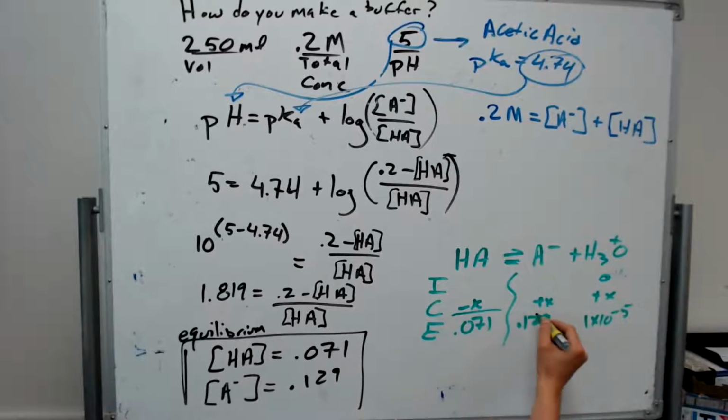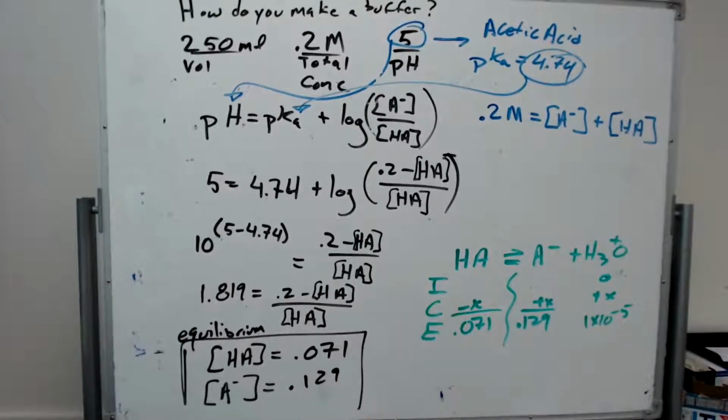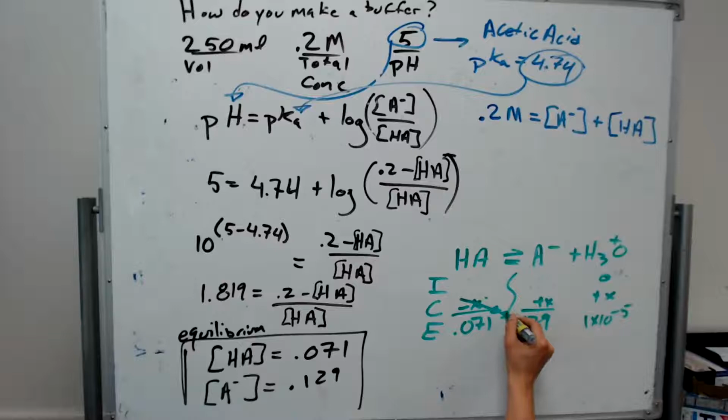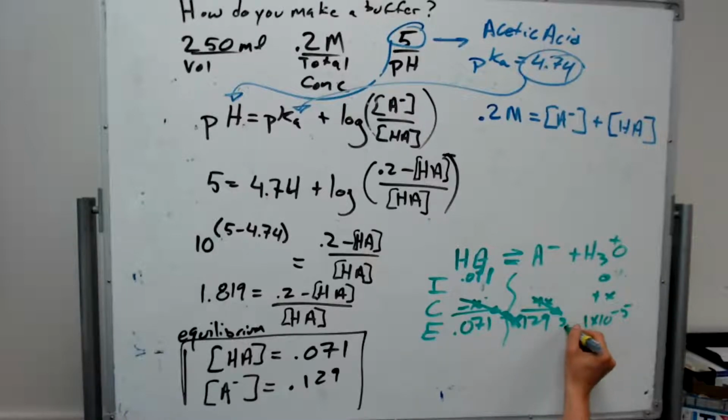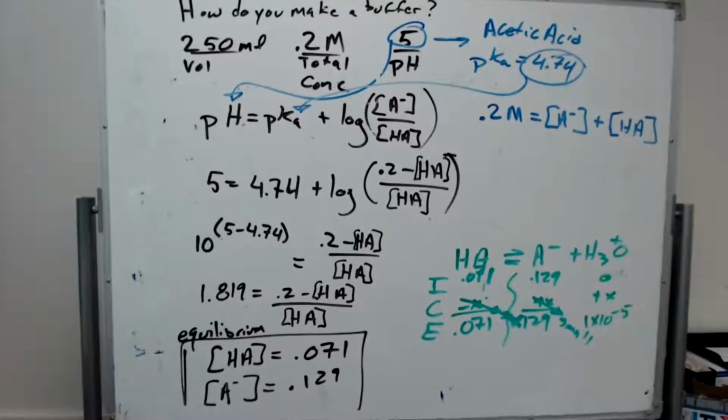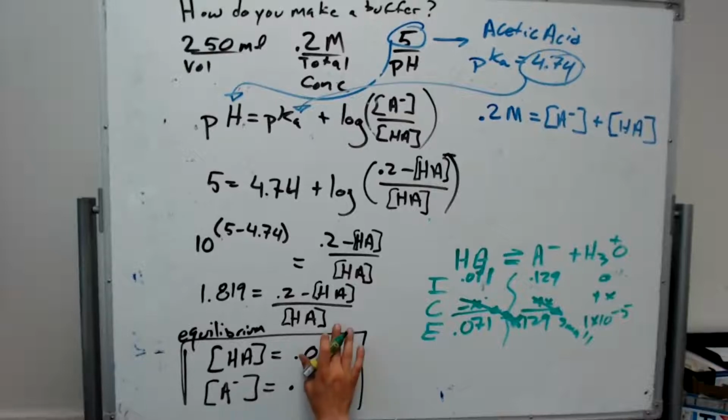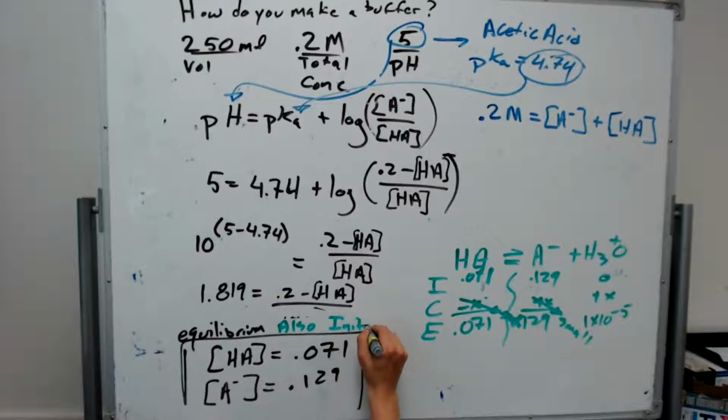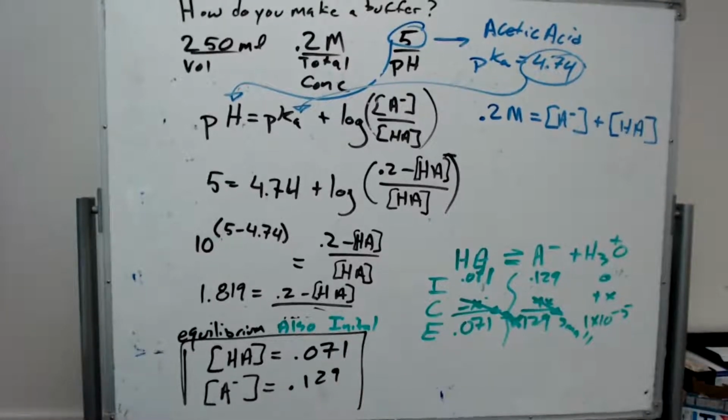Because of the x is small approximation, that means I also know my initial concentrations, right? I'm doing this backwards, but the x is small approximation still works. So this is just 0.071, and if x is small, this is just 0.129. I don't actually need to do the ICE tables. These equilibrium concentrations are also the initial concentrations because the x is small approximation works when we're in the buffer region. So we don't actually need to do the ICE table.